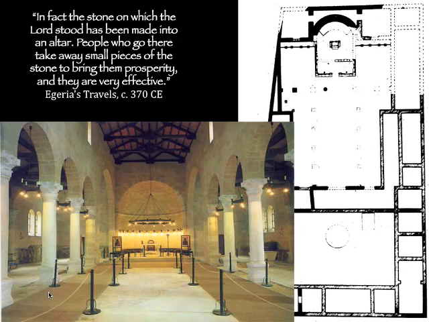Egeria came to this site, to Heptapegon, and she said that, in fact, the stone on which the Lord stood has been made into an altar. People who go there take away small pieces of the stone to bring them prosperity, and they are very effective. The church that you're looking at here was rebuilt within the last 20 years, exactly on the lines of the 5th century basilical church. And before it was constructed, there were more excavations.